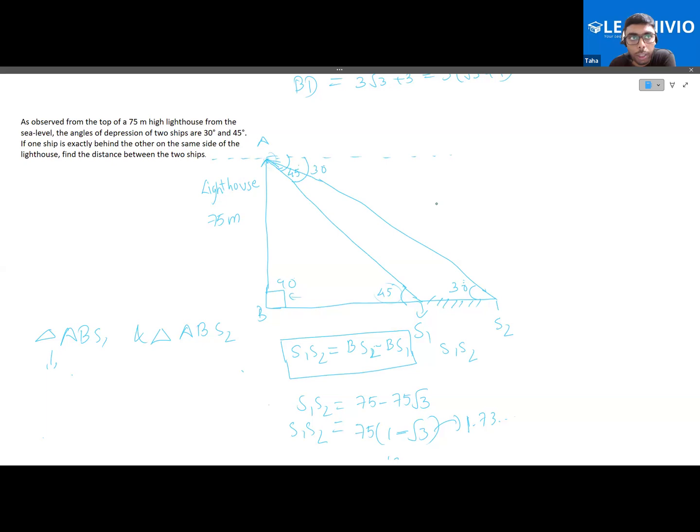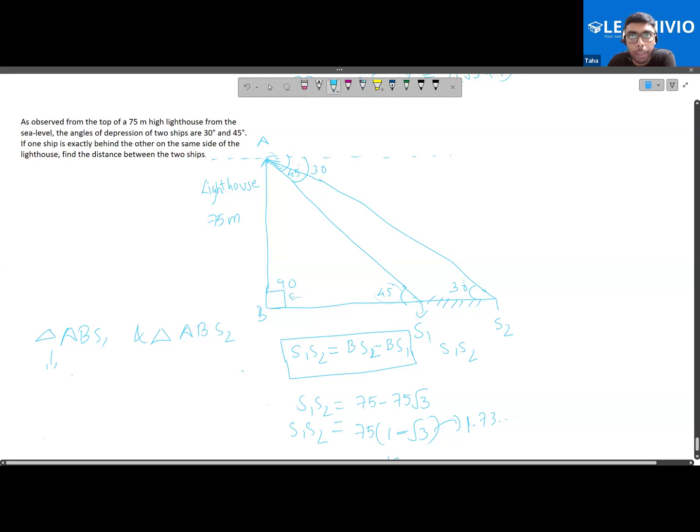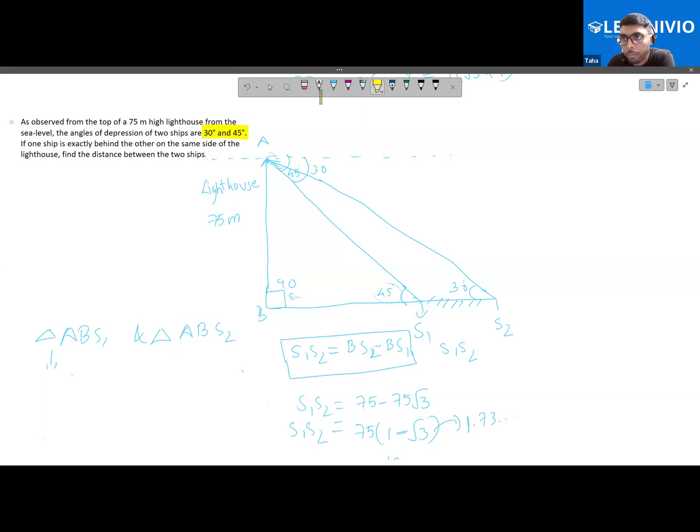Okay, so the ships, we are given 30 degrees and 45 degrees. One ship is exactly behind the other. No one is specifying here whether the ship with 30 degrees is first or 45 degrees is first, right? That is up to us to decipher and write properly that 45 degrees would be first and 30 degrees would be second. If we do not do that, then we will end up with this absurd answer where the distance between the two ships would be negative, which is not possible.